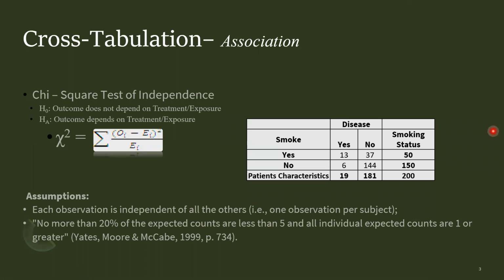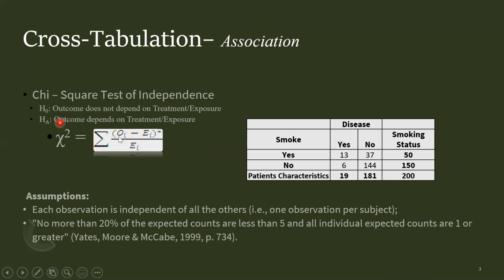Our concern is more toward the chi-square test, which has a hypothesis that the outcome variable, or response variable, or dependent variable does not depend on the treatment or exposure. For example, the smoking status here is an exposure, and the disease status is the outcome. For example, 13 people were those who smoked and had the disease, and 144 were those who did not smoke and did not have the disease, out of 200 patients.